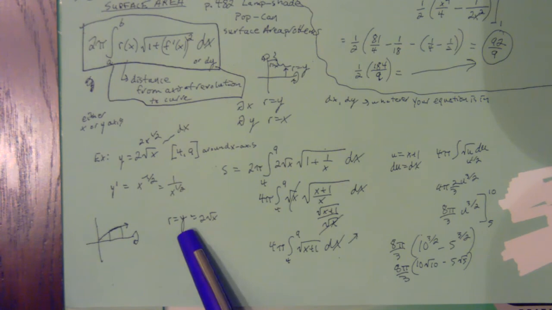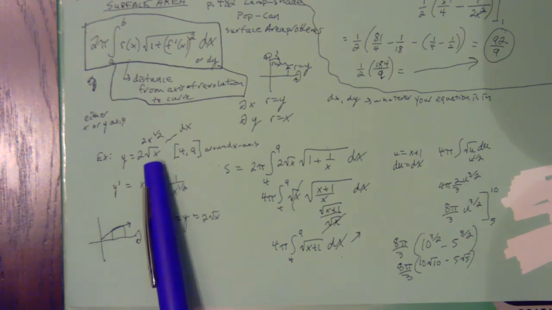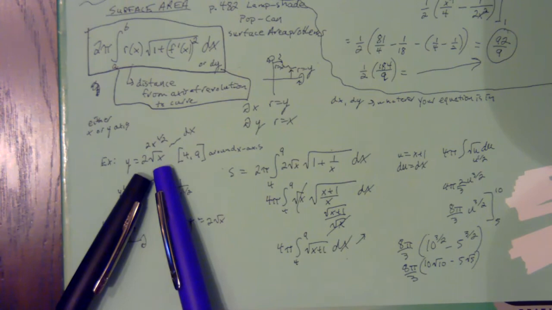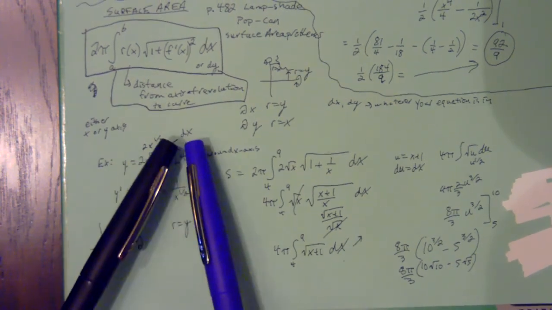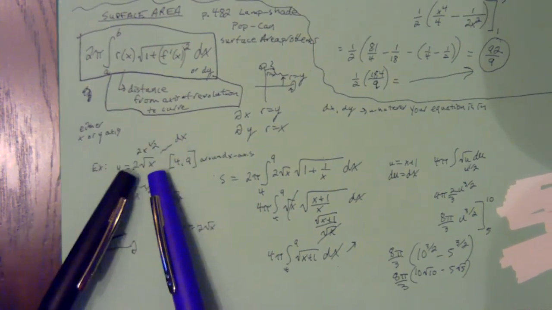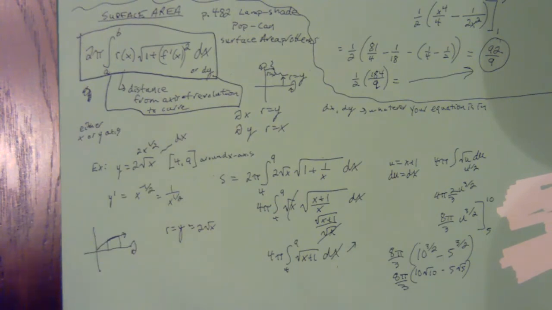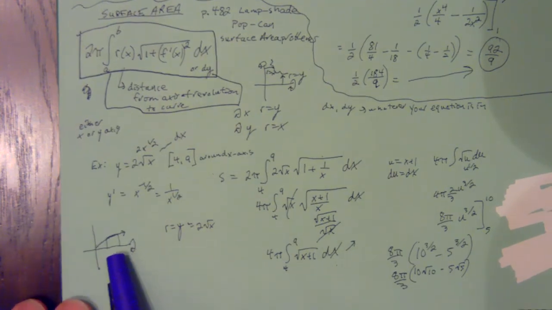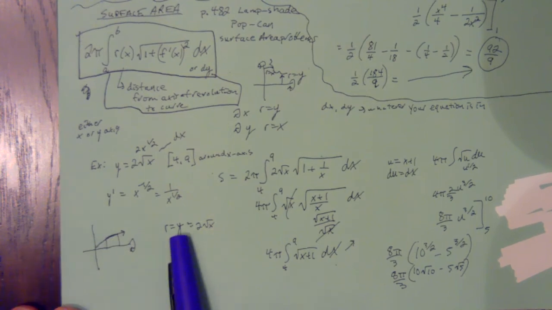Whether it's a dx or a dy problem is dependent on what type of letter is in that equation. Since that equation has x's in it, that's a dx problem. If I have x equals y, then it's a dy problem. That's it, simple. So I'm going to go from the x-axis up to the curve. The r is equal to y.